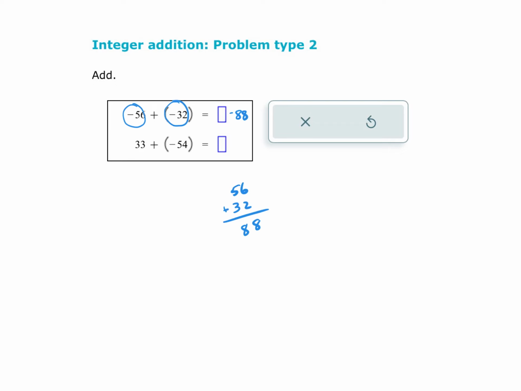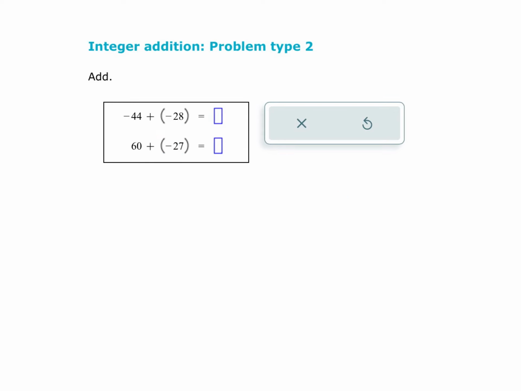The next one is 33 positives. I know that's positive because there's no sign, plus 54 negatives. Now on this one we have opposite signs, so there is going to be some canceling out. We're going to have a bunch of zero pairs, and because we have more of the negatives, that means all of the positives right here, all of those are going to be canceled out. So I'm going to take my 54 negatives and cancel out, that means take away, all of the positives. And I'm left with 21 of the negatives, and the reason that they're negatives is because I had more negatives right here than I did positives.